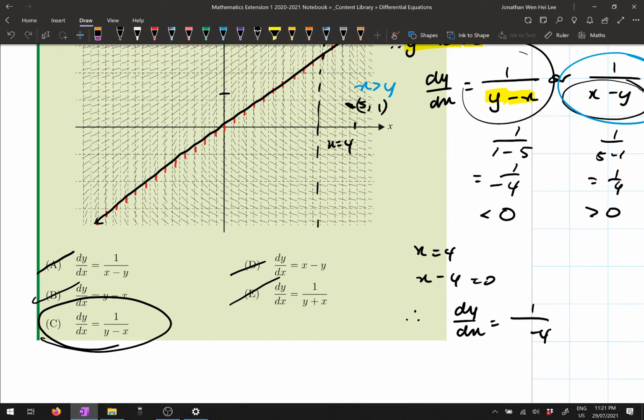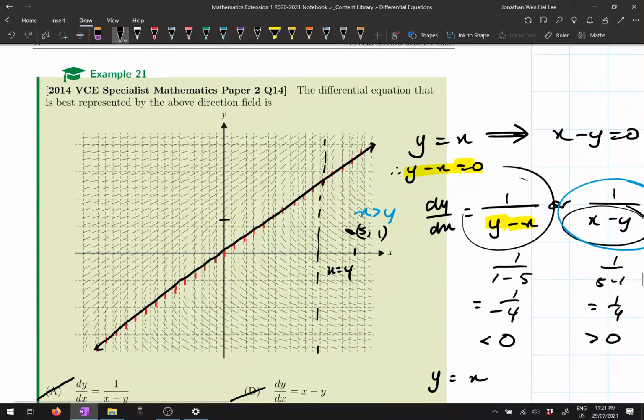For this particular scenario, because this is happening along a linear relationship, and in this case it goes through the origin, so y is equal to x, for example. I just rearrange that like so, and then in this case it was 1 over y minus x. Okay, cool. So we used the vertical gradient fact, and then we just had to sub in a random point.